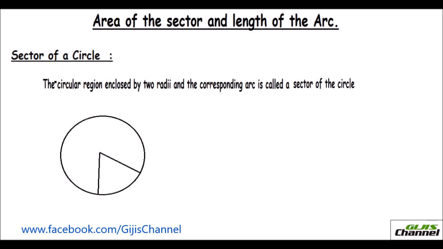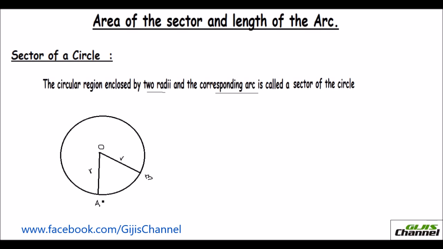Sector of a circle. A circular region enclosed by two radii and the corresponding arc is called the sector of the circle. See, if you have a circle like this and if the center is denoted as O, you just take any 2 points on the circle like A and B. So from the O, if you draw two radii, OA and OB are the radii, right? This is the radius and this is also a radius.